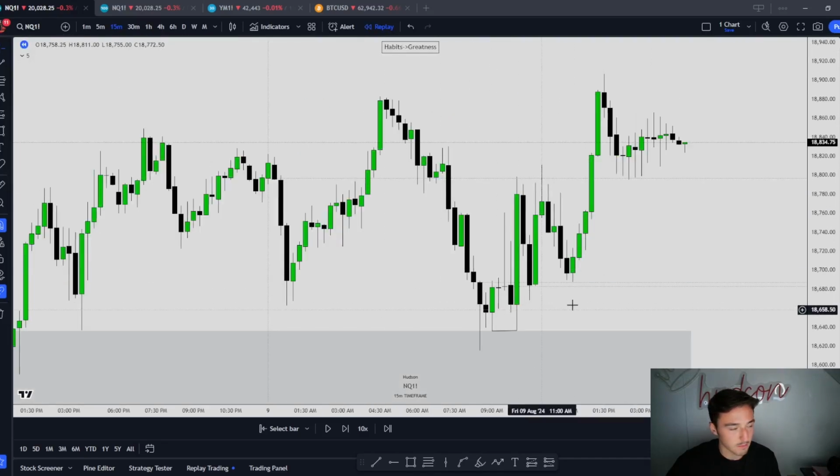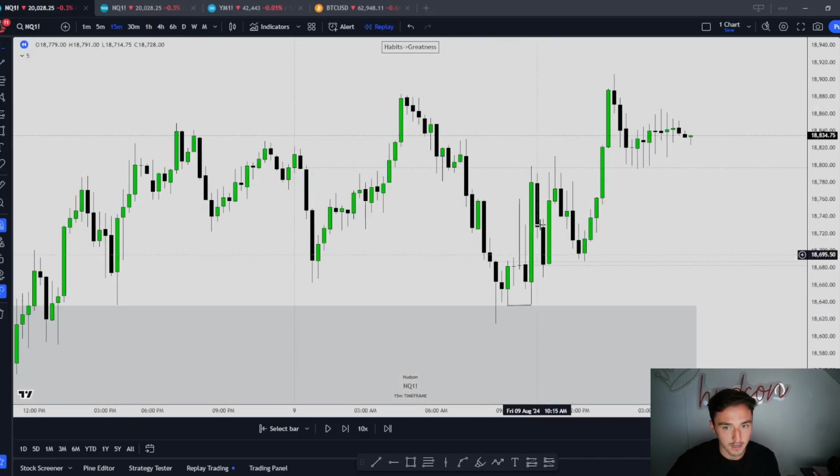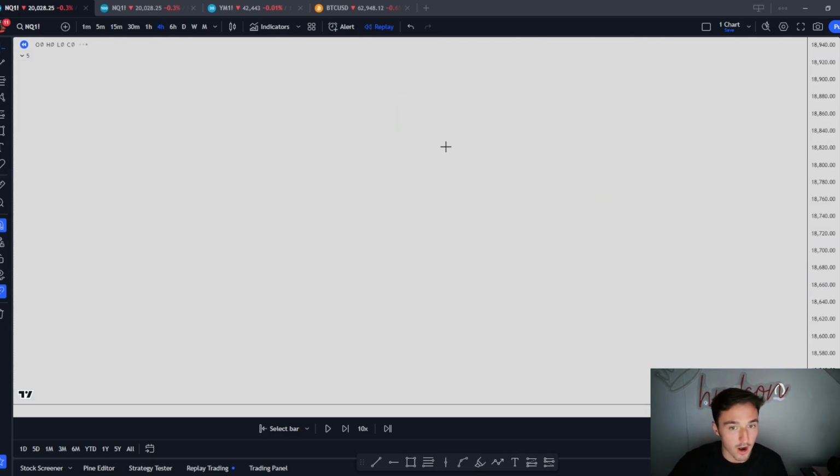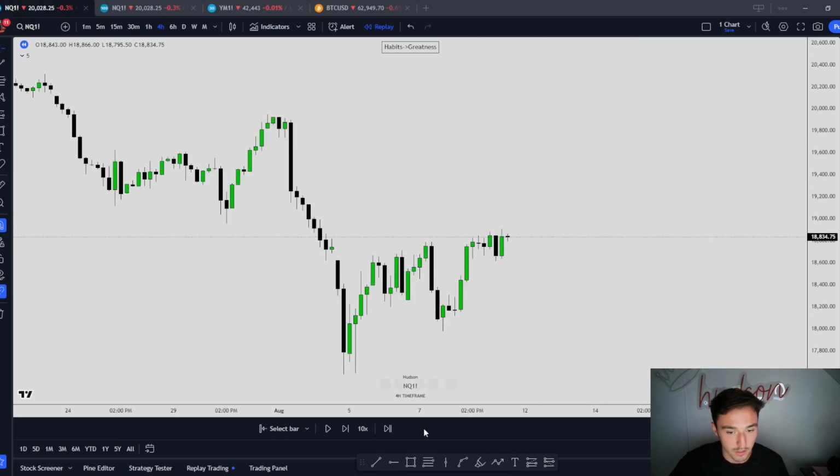4 hour fair value gap. You're flipping your bias. We've displaced. Buy right here. Take it to these highs. Buy the lows, sell the highs. This is it. This is all you need. Go to your 4 hour chart intraday. Identify a key level. Identify the order flow.